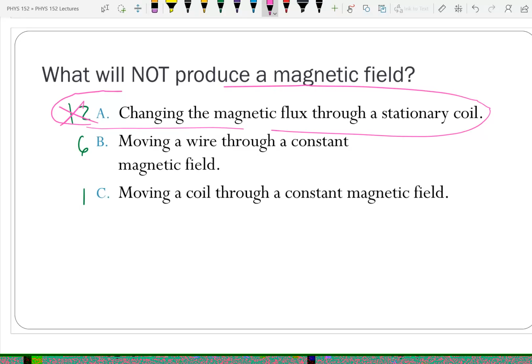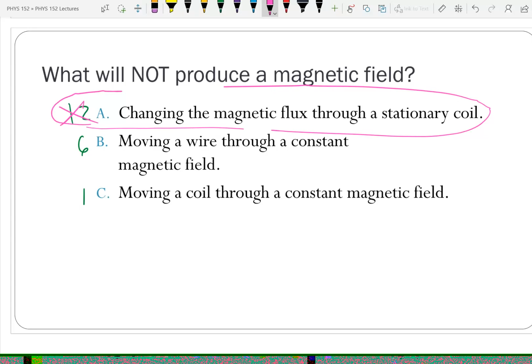Now, if it's just a wire and it's not part of a loop, it would create an electric field in the wire, but you don't have current actually flowing except for at the very instant you start to move. And so you only would have a magnetic field generated the first instant when you start to move, unless you're accelerating. And the last one, moving a coil through a constant magnetic field. Well, if it's just moving like this, it does nothing. Now, if it's rotating, which is what I meant to say, then it would be alternating, creating magnetic field forward and backward. So my wording here was flawed.